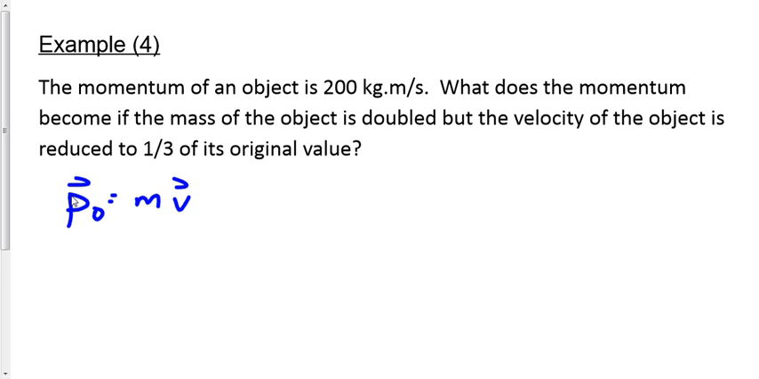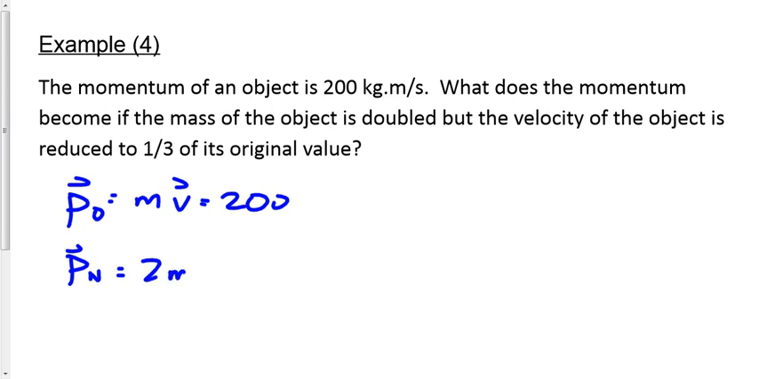So, if my original momentum is m times v, and by the way, it's also 200, right? If my original momentum is mass times velocity, represented by m times v, my new momentum, n stands for new, is also mass times velocity. We're just not going to represent mass by m. What do you want to represent the new mass by? Not m. Yeah, 2m. Right? It's twice what it was. So if we represented it by m, now we're going to represent it by 2m.